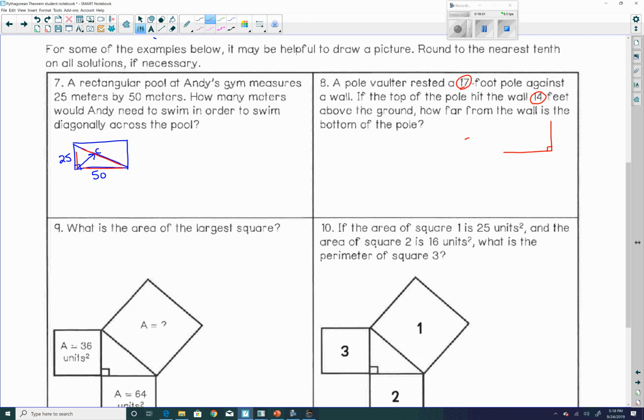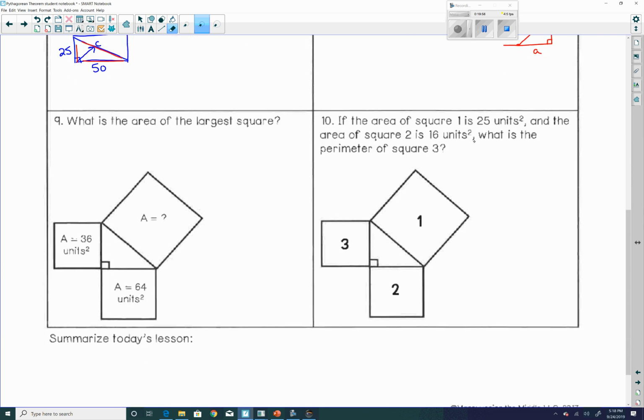So he's running up, and he plants his pole here, and it's resting against the wall. What do we have there but the hypotenuse of my right triangle? So that's 17. Here's my 14, and I'm missing this side over here. We'll call it A. So see if you can, again, use the Pythagorean theorem to figure out how far the bottom of that pole is from the wall.